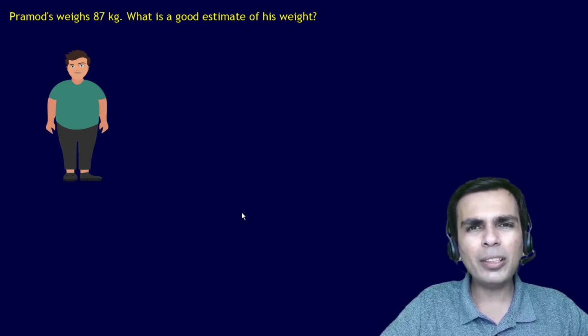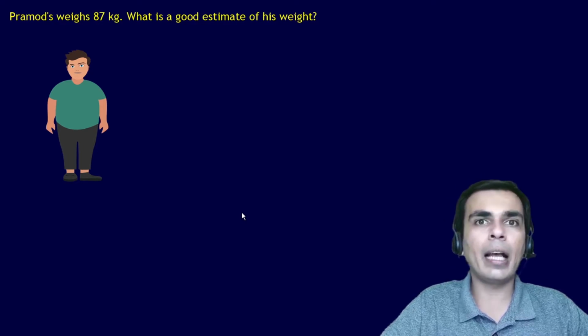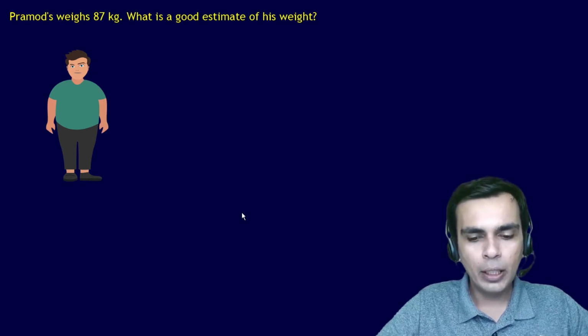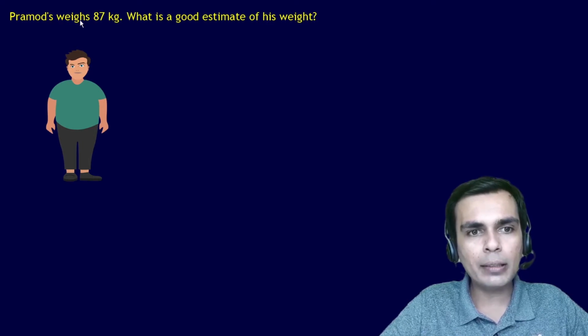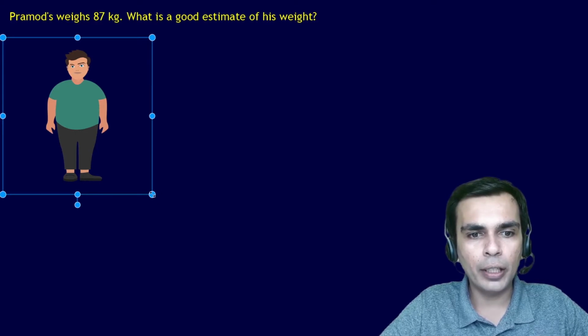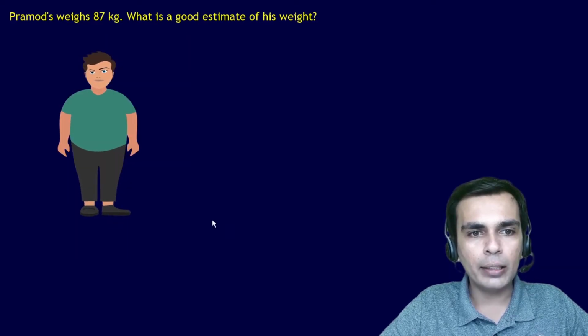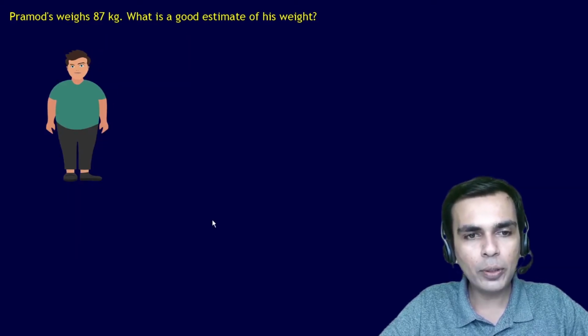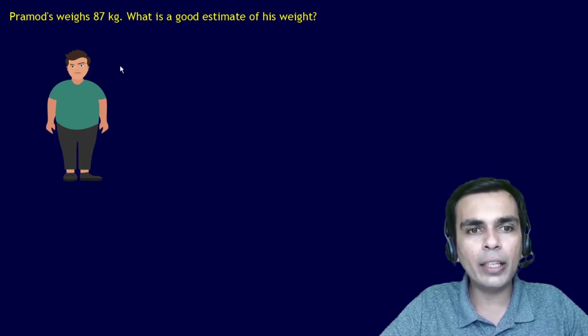So Pramod need not say 84, 87, 88 and a half. He can give a rough estimate. So let's say in this example, you might say, hey, 87 is close to 100. But I think 100 is a little far away, right? Especially when 100 would be, Pramod would look very different. If he were 100, he would look something like that. I think that's a little bit more, right? So we would want something that's fairly close.